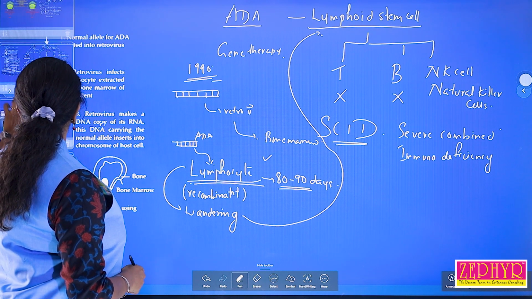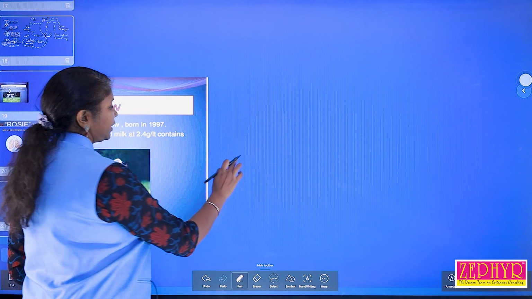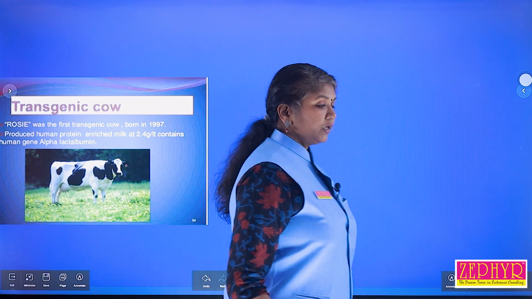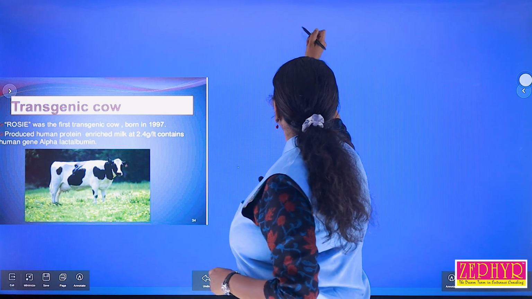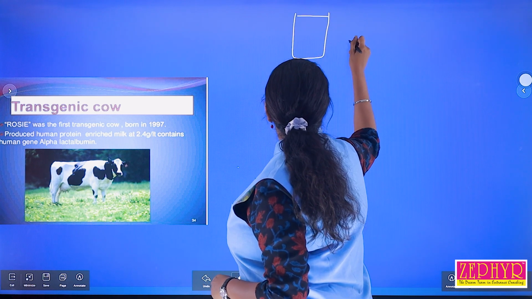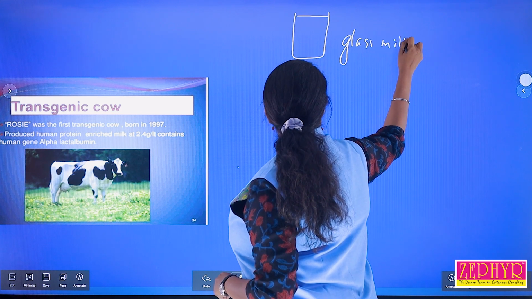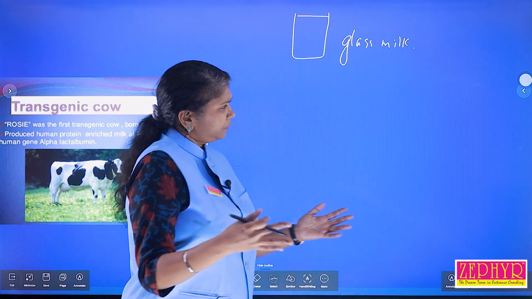So from there, we'll move on to the only two areas that are remaining, that is the transgenic animals. Let's look at the transgenic cow. See, when you drink a glass of milk, okay, let's pick up a glass of cow milk. What do you get? We get proteins. That's what we say. We get proteins, yeah.